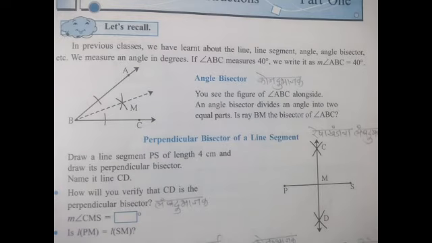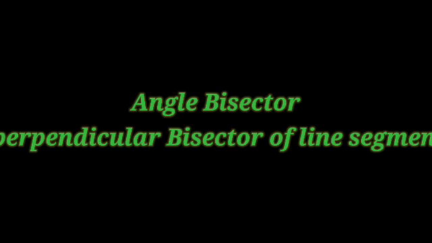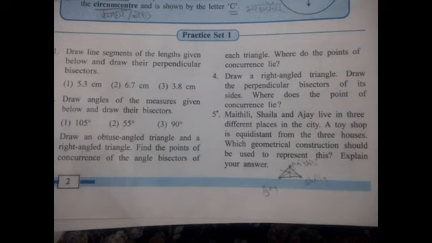Thus, today we have studied two constructions, angle bisector and perpendicular bisector. Today's homework: first and second questions in practice set 1.